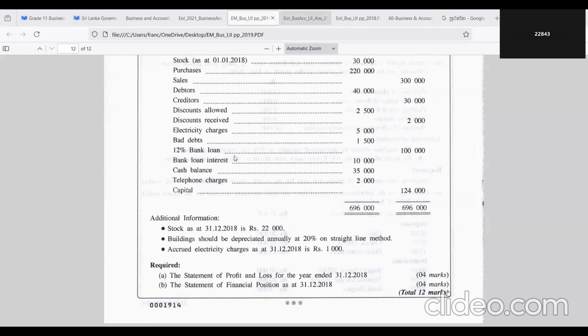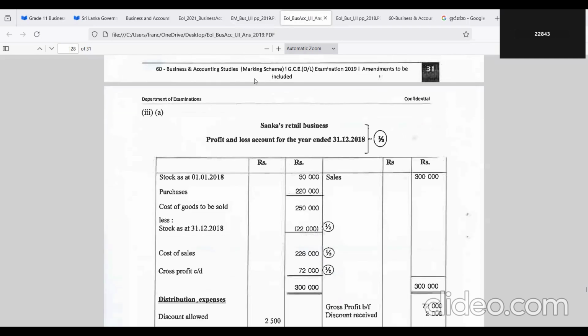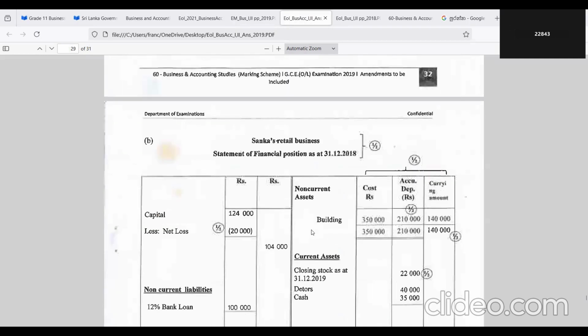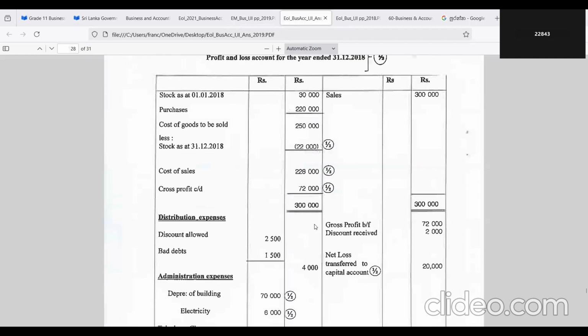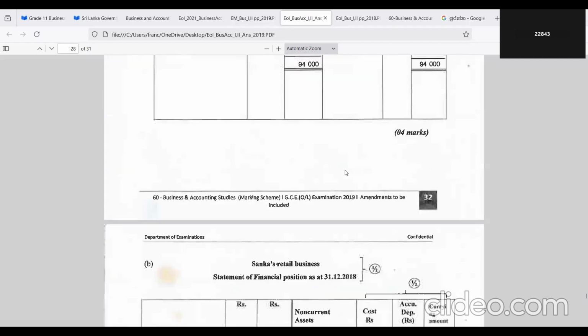Now, this is the original marking scheme issued by the Department of Examination. I'll be using this marking scheme to discuss the sum. If you note, the format is different. So if you see the marking scheme, their format is different. So don't get scared. This is the old syllabus format.